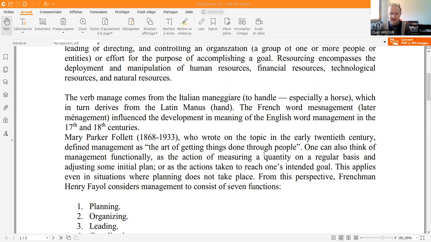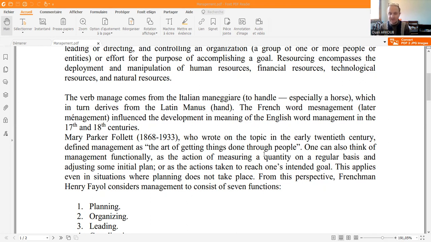This applies even in situations where planning doesn't take place, like the management of crises, which are not planified. Crises like Corona, COVID, like natural crisis or natural phenomenon, or natural disasters, which are also not planified. We must manage these crises. This kind of management also exists in situations where planning doesn't take place, or the situations or phenomena that are not planified before.